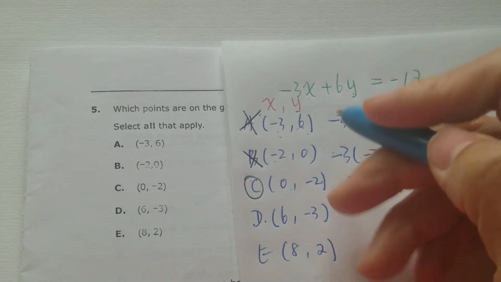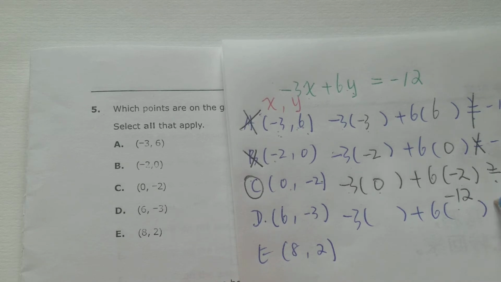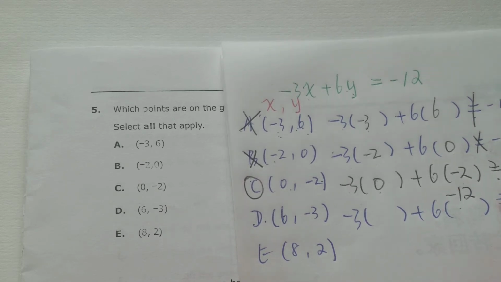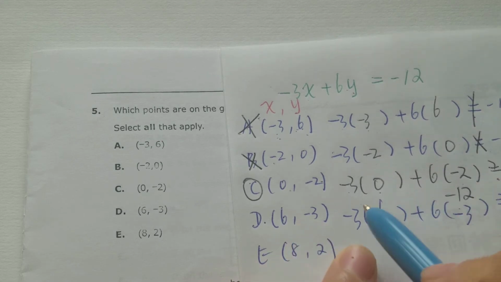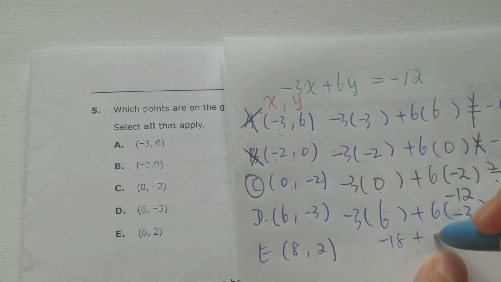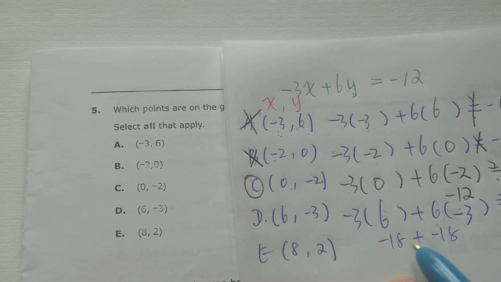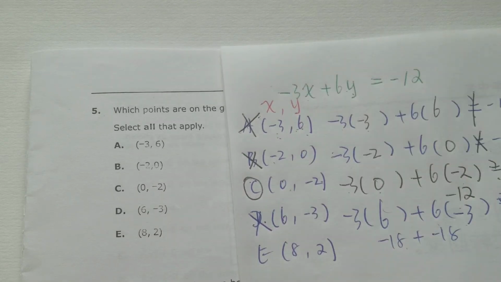Keep going. -3 times x plus 6 times y. Does this equal -12? Where x is 6, y is -3. -18 plus -18, that is -36, doesn't equal -12. Okay, point D is gone.